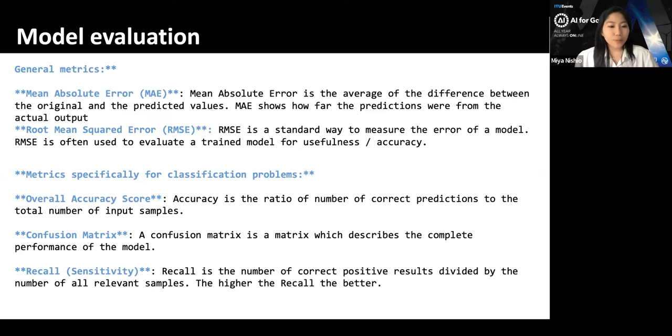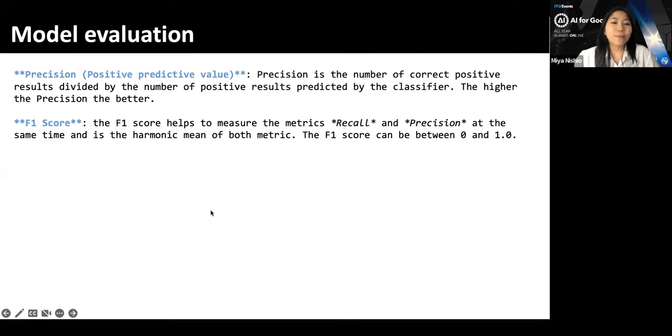Within this confusion matrix, we have recall, precision, and F1 score. Recall is the number of correct positive results divided by the number of all relevant samples, and the higher the recall, the better. Then we have precision. Precision is the number of correct positive results divided by the number of positive results predicted by the classifier. Again, the higher the precision, the better. And then finally, we have our F1 score. F1 score basically takes the harmonic mean between the recall and the precision. The number is between 0 and 1.0, and we often want to attain a score that is close to or higher than 0.9.